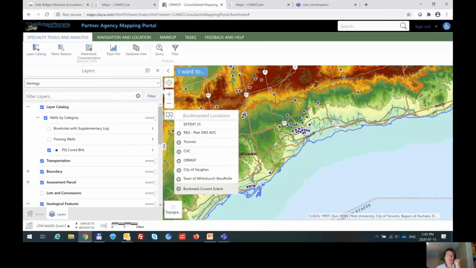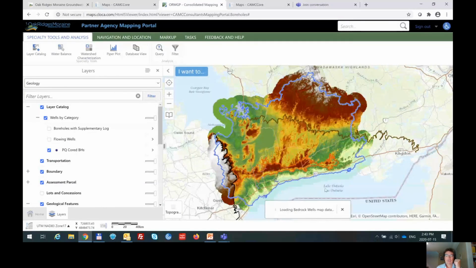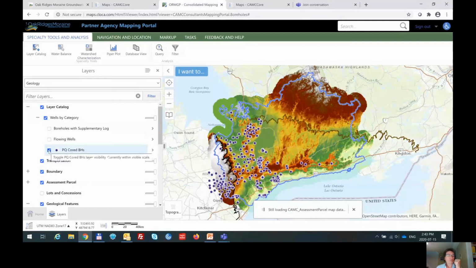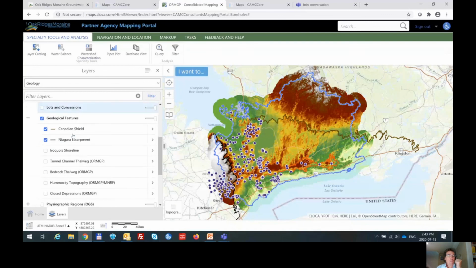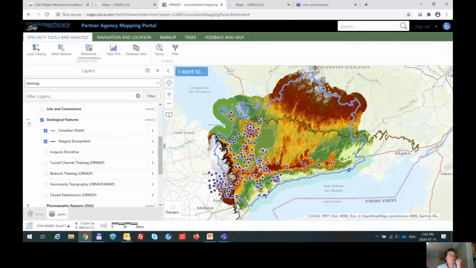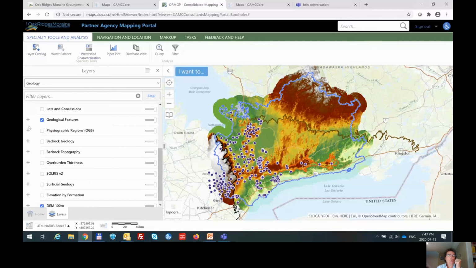You can make bookmarks of extents. So I'm going to show our entire study area. And I'm going to turn the PQ boreholes on and off. And there's that theme again of, for higher quality information that I have at my disposal, there's a lot more on the west half of the moraine than there is on the east half. So that one component then is geological features.